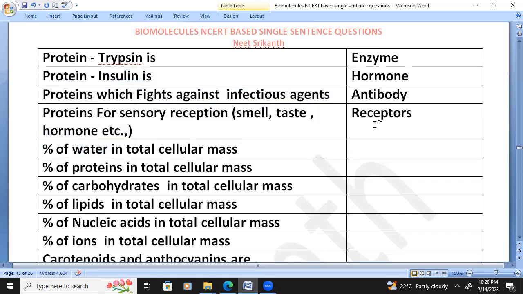Percent of water in total cellular mass, 70 to 90%. Percent of proteins in total cellular mass, 10 to 15%. Percentage of carbohydrates in total cellular mass, 3%. Percentage of lipids in total cellular mass, 2%. Percentage of nucleic acids in total cellular mass, 5 to 7%. Percentage of ions in total cellular mass, 1%.